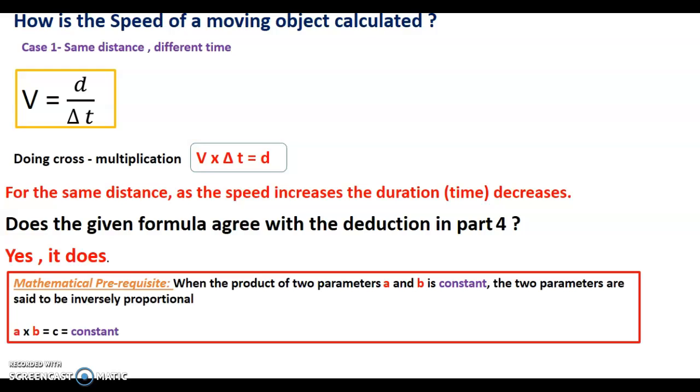Yes, it does. So this is a mathematical prerequisite that confirms the following formula. When the product of 2 parameters A and B is constant, the 2 parameters are said to be inversely proportional. So here we have D equals V times delta T. D is the constant, it was the distance, the same distance. And A and B are V and delta T, so they are varying. As one increases, the other decreases.